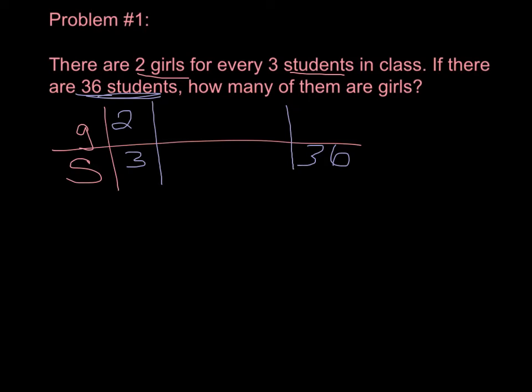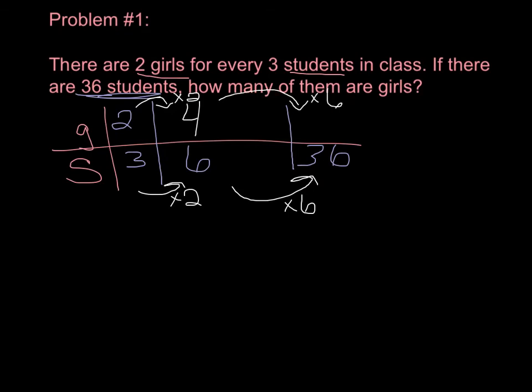In this example, I'm going to go from 3 to 6 because I know 3 doubled is 6. So if I double my 3, then I'm also going to double my number of girls. So that will make it for every 6 students, 4 of the 6 will be girls. Now to go from 6 to 36, I know my times tables and I know that I'm multiplying by 6. So now I can expect for every 36 students, 24 of them to be girls.